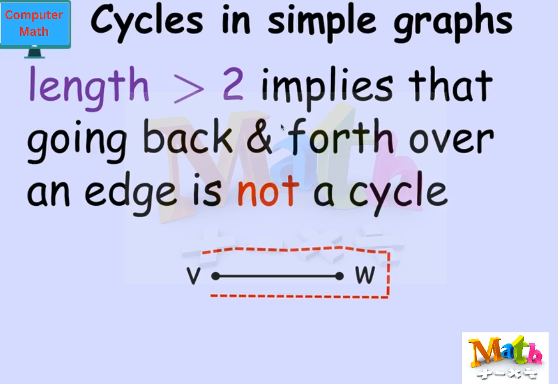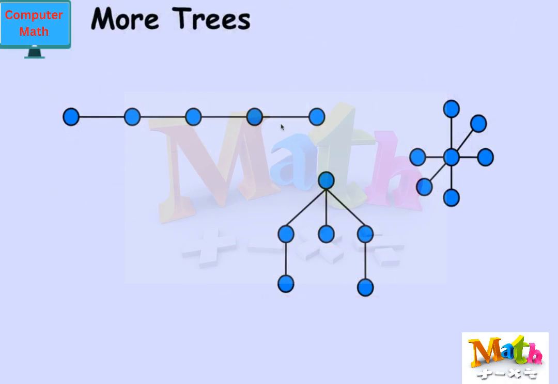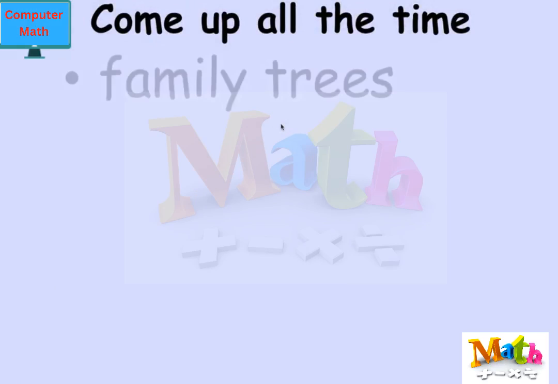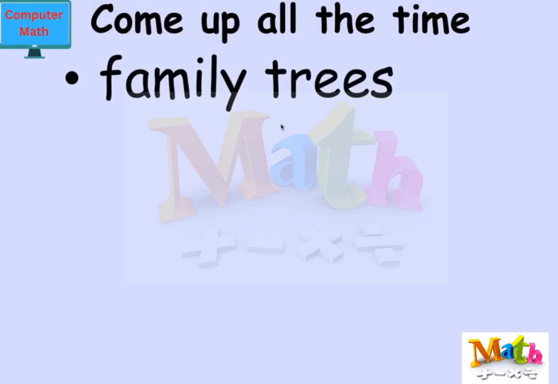Okay, with that technical definition, we now know what a cycle is in a simple graph, and we understand the definition of tree. Here are some more pictures of trees, simple graphs with no cycles. Now, they really come up all the time, and why is that? Well, there are family trees, which you may be familiar with, where you're drawing a picture of the descendants of a given person, and they keep branching out in a tree structure as traditionally displayed.